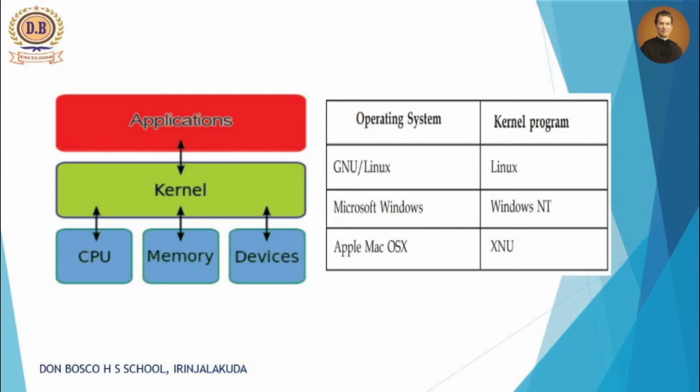For GNU Linux, the kernel program used is Linux. The name of that program is Linux. And for Microsoft Windows, the program is Windows NT. And for Apple Mac OS, the program is XNU. So these are the corresponding kernel programs of the operating systems.